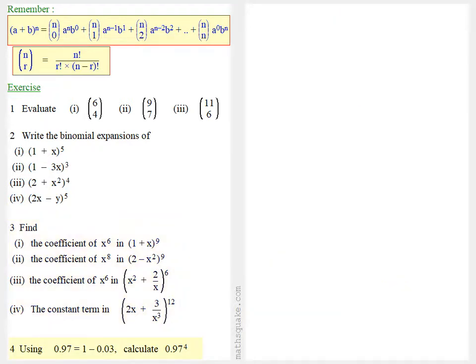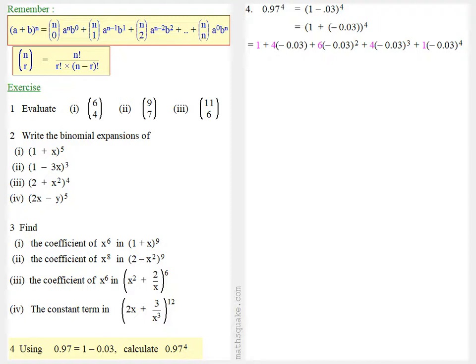Now we're asked in question 4, using the fact that 0.97 can be written as 1 minus 0.03, calculate 0.97 all to the power 4. Well, 0.97 all to the power 4 is (1 minus 0.03) to the power 4, which can be written as (1 plus minus 0.03) all to the power 4. So if we use the binomial expansion, the terms are 1, minus 0.03 to the power 1, minus 0.03 to the power 2, minus 0.03 to the power 3, and minus 0.03 to the power 4. And the Pascal numbers are 1, 4, 6, 4, 1.